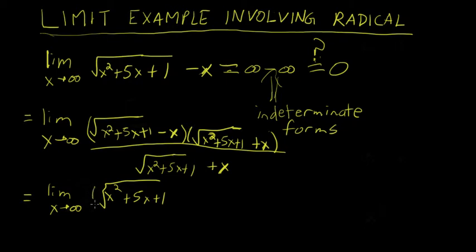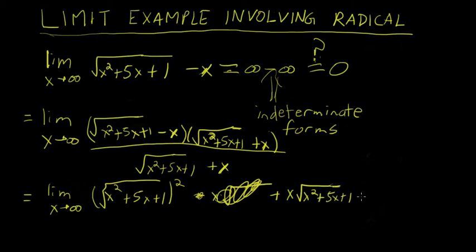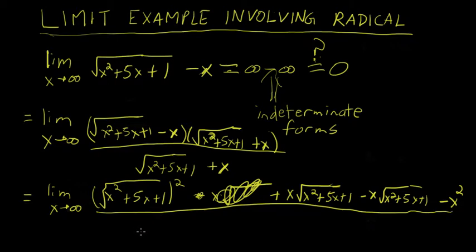this would be the square root of x squared plus 5x plus 1 squared, then minus x times the... Well, perhaps you're used to doing FOIL. So first, outer, so plus x square root of x squared plus 5x plus 1, minus x square root of x squared plus 5x plus 1, minus x squared. So that's our numerator. And in the denominator we have the square root of x squared plus 5x plus 1 plus x.